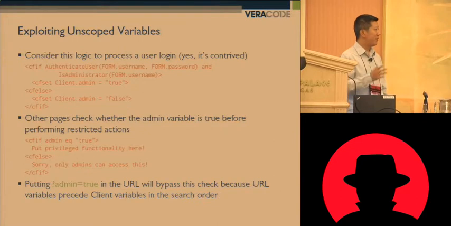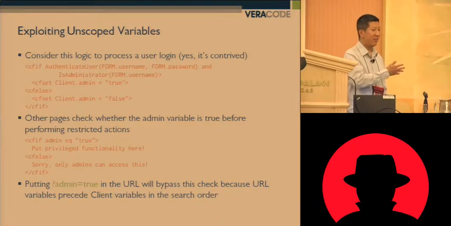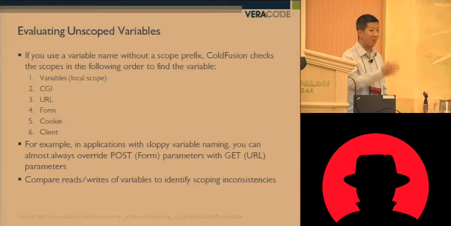Now, later in the application, you have other pages that go back and check that admin variable and make sure that it's true before allowing the user to do any restricted things. So there's a potential check that might be carried out later in the program: CF if admin equals true, and it checks to see if variable admin is set to true. You've probably already figured out by now that the mismatch there is that you're setting it with client.admin, but you're reading it with an unscoped variable. So it's not going to look at just client.admin, it's going to go through that search order. And if I put admin equals true in the URL, it's going to hit that URL scope before it gets down to the client scope.